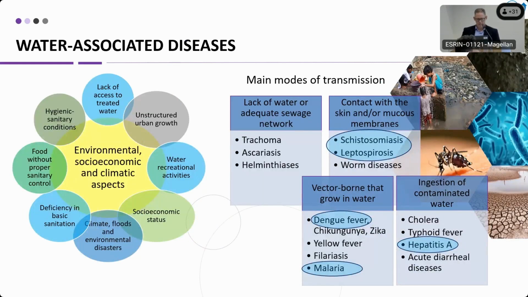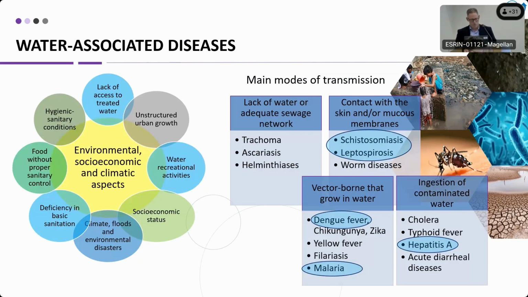So water-related diseases are caused by microorganisms, natural toxins, chemicals, pesticides, and heavy metals spread or transmitted through water. So studies on these diseases cover environmental, socioeconomic, demographic, and climatic aspects, including hygienic sanitary conditions, access or lack of access to treated water, socioeconomic status, recreation activities in water, climate, floods, and environmental disasters, among many others.